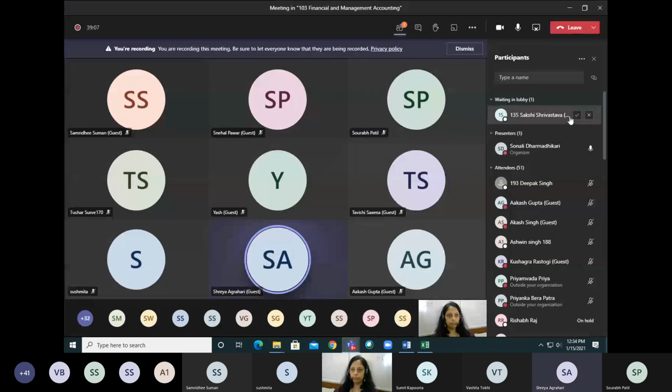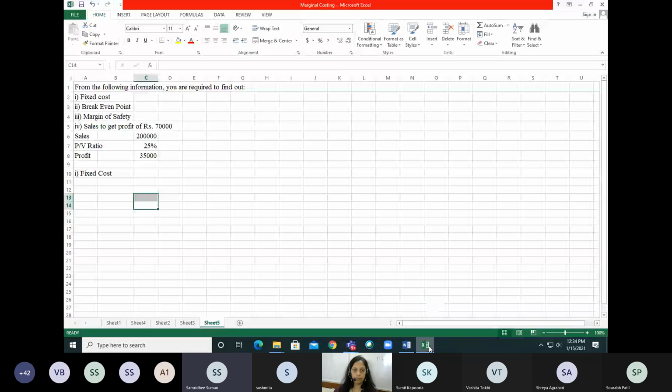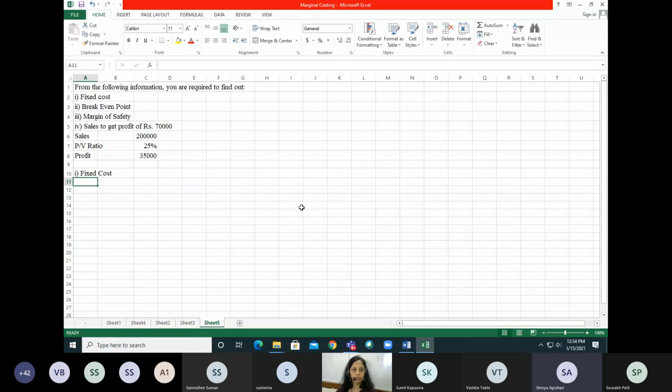Anyone? Ma'am, we can first calculate contribution, sales into PV ratio. Very good. Always remember, in marginal costing, the starting point in many questions is contribution. So how will you calculate contribution? Which formula will you use for the data given? Sales into PV ratio. Very good. Sometimes marginal cost is given, then you have to use the formula contribution upon sales into 100. Here they have not given it, they have directly given the PV ratio. So how to calculate contribution?